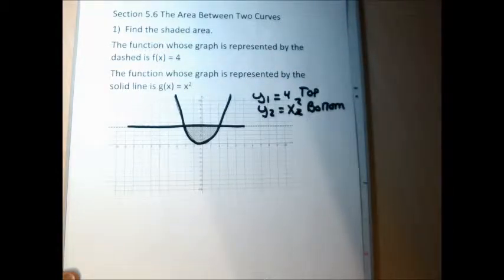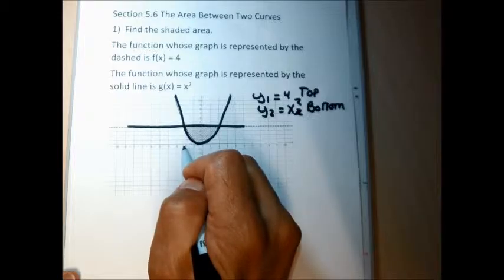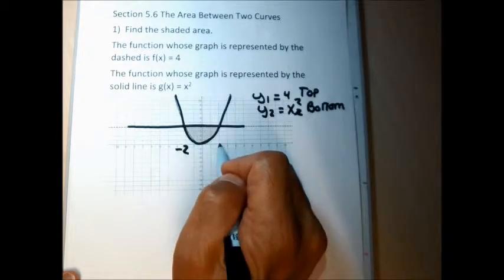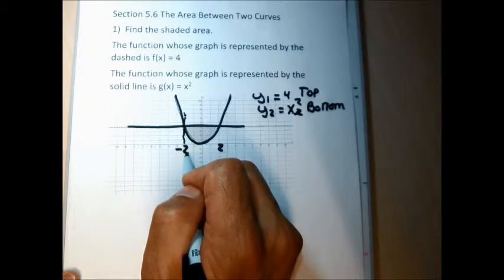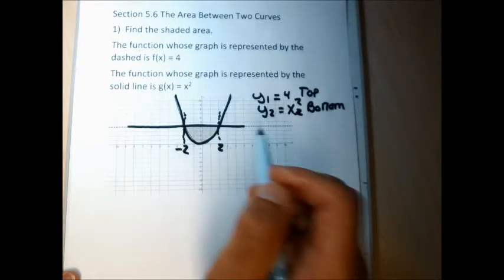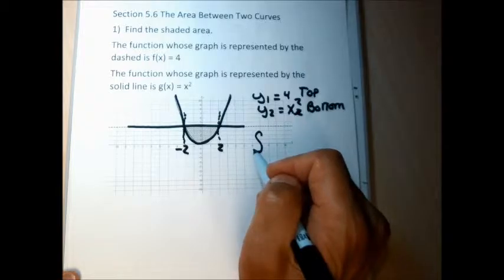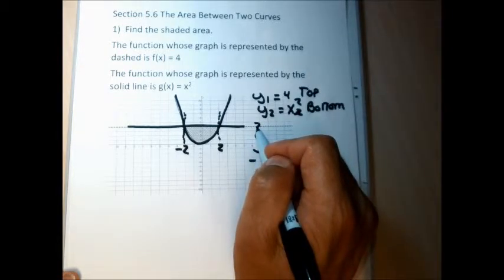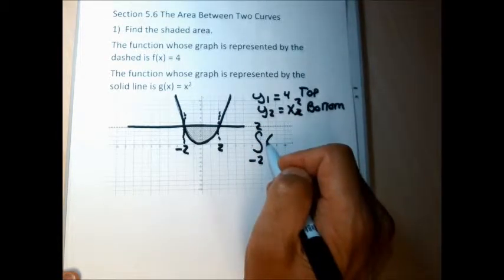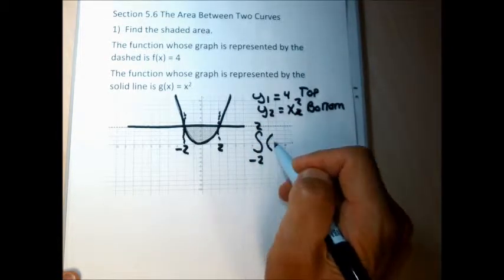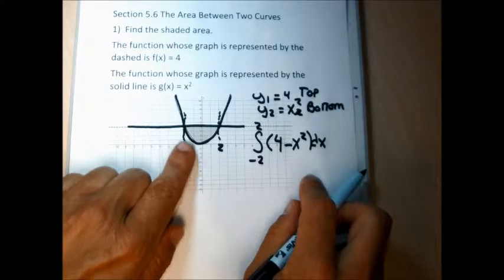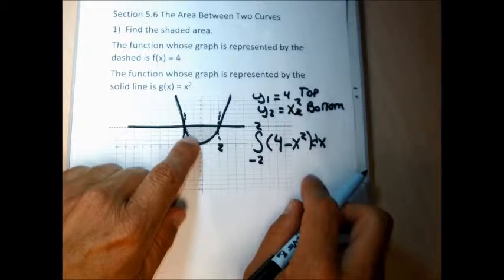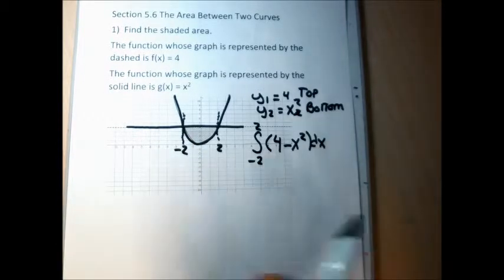And then I have to decide where I'm integrating from, and it's from -2 to 2, because the shaded area starts at x equal to -2 and ends at x equal to 2. So you're going to integrate to do problem 1 from -2 to 2, the top function, which is 4, minus the bottom function, which is x squared, dx. If you entered that on your calculator, you'll get exactly this shaded area, but the graph isn't going to look the same, but it doesn't matter.